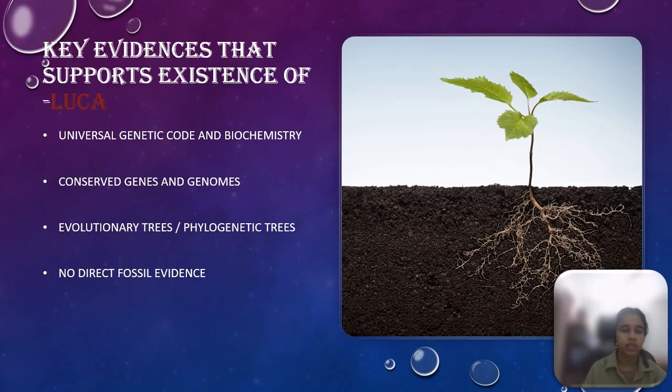The next is the conserved genes and genomes. Certain core genes involved in ribosomal proteins, central metabolism like glycolysis, and storage of information suggest that LUCA had a relatively complex genome. That correlates with present modern living organisms like prokaryotes and eukaryotes. Another aspect is the phylogenetic or evolutionary trees that are constructed based on the conserved genes.